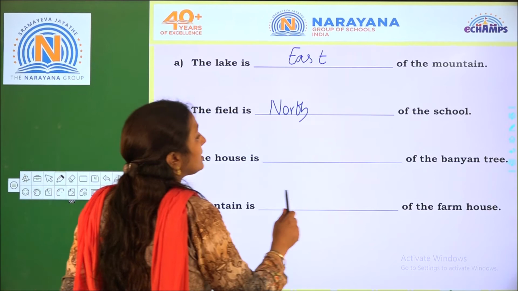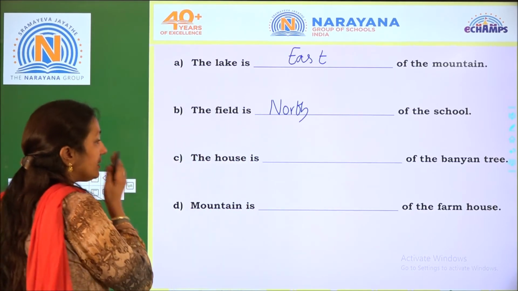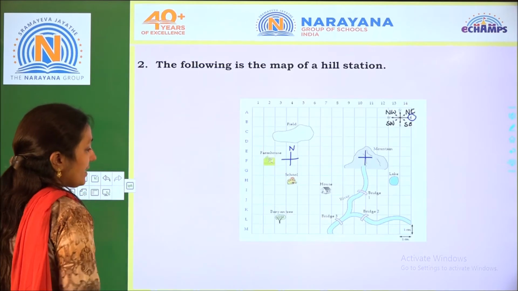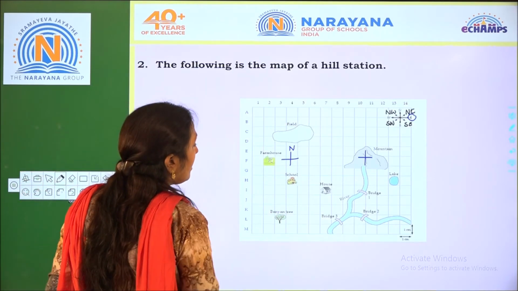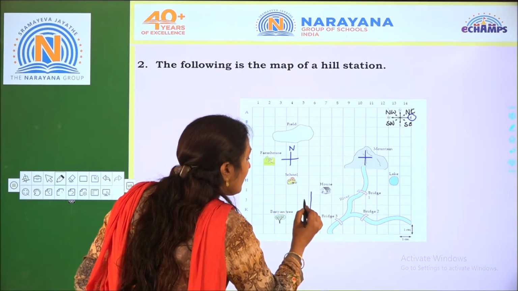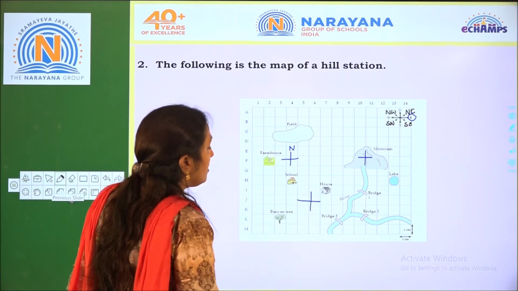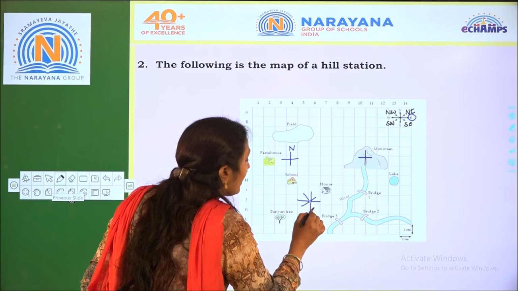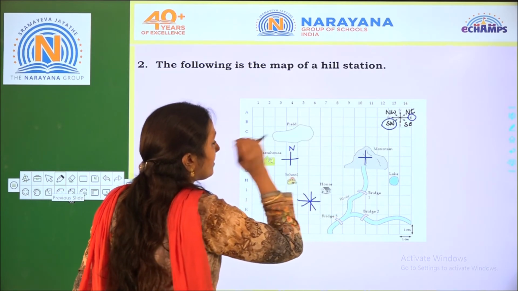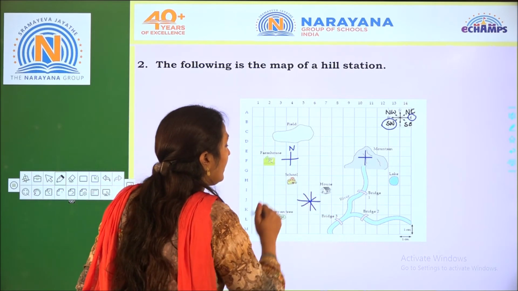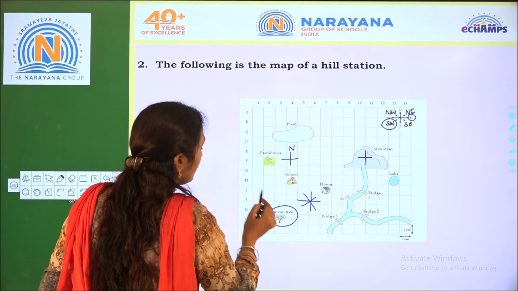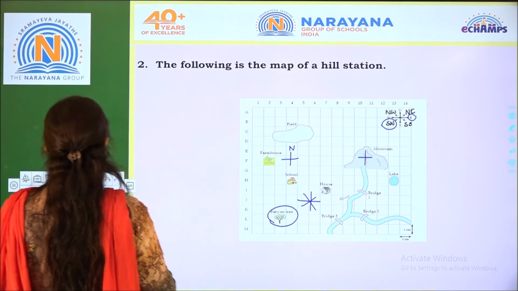The house is dash of the banyan tree. So where is the banyan tree? Here. Where is the house? Here. So the given directions are here. So already it is given, so the house is here. So south to west, or here north east. So where is that one? Southwest.